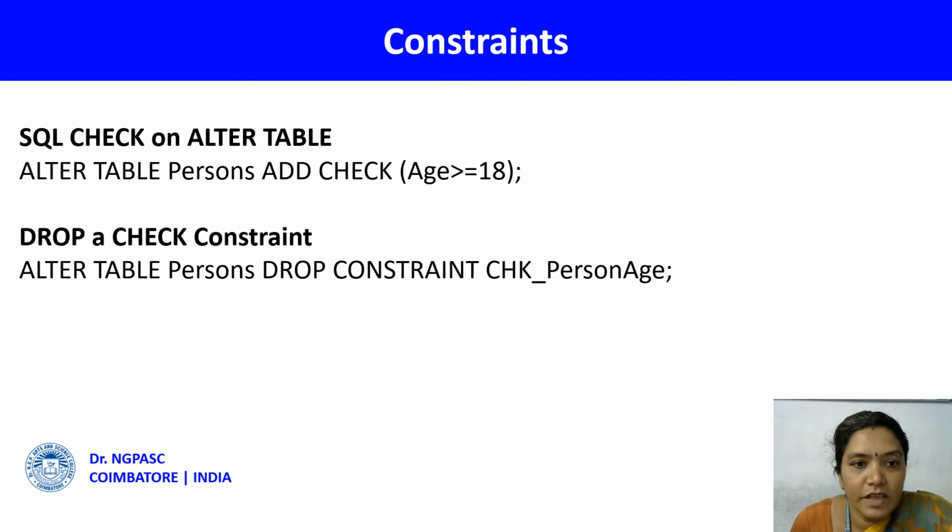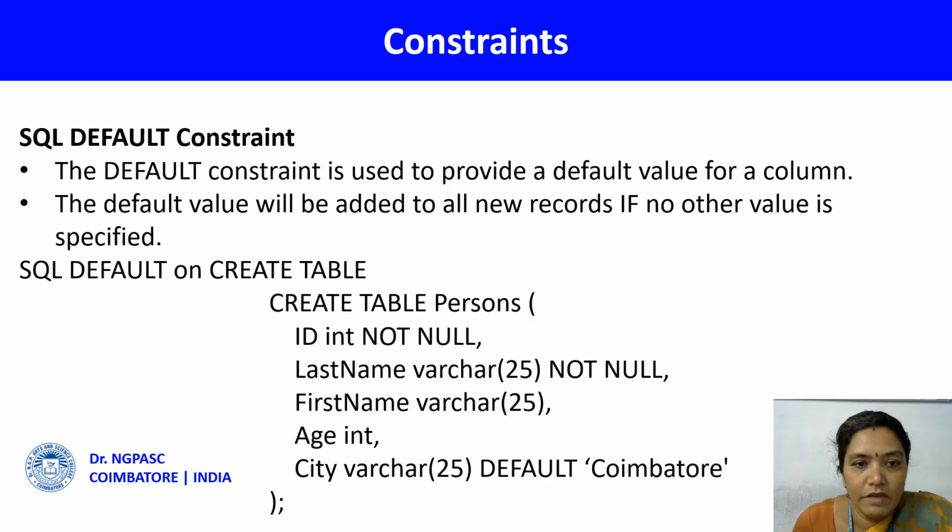The next thing is SQL check on alter table. How can I add my check constraint with the help of the alter table statement? It is alter table, the name of the table where I am going to alter. Then the add keyword, followed by the name of the constraint I am going to add, which is check, followed by the column on which I am going to add the check constraint. Similarly, I can drop my constraint with the help of the drop constraint keyword.